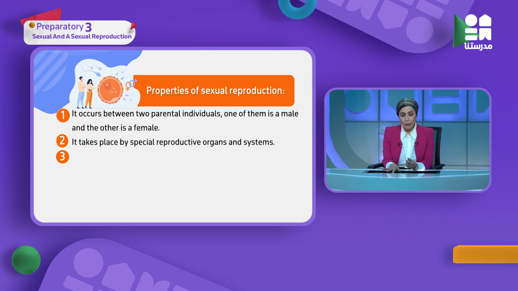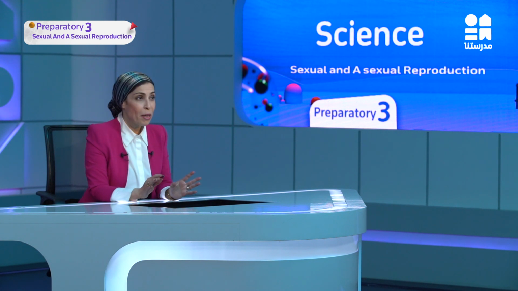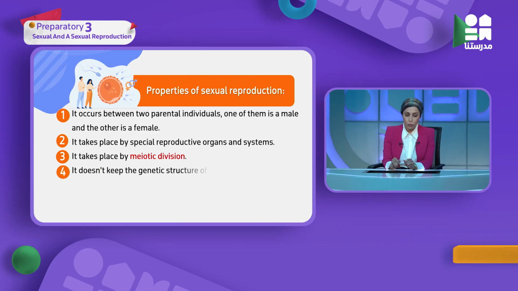Okay, the third property here, it takes place by, I left you to think a bit and remember, by which type of cell division? Yes, of course, by meiosis, not mitosis here. Meiosis division. So it takes place by meiosis division.